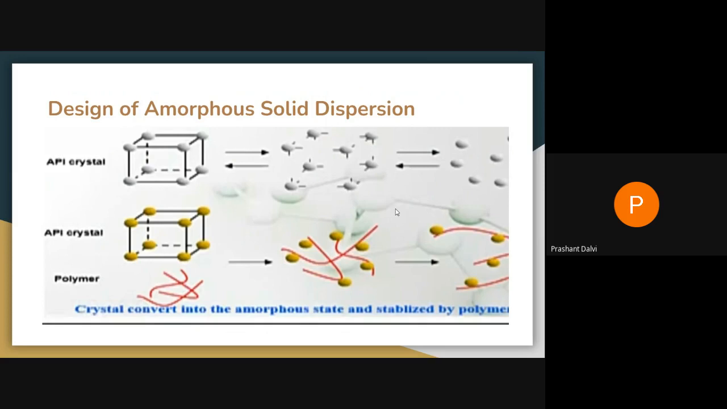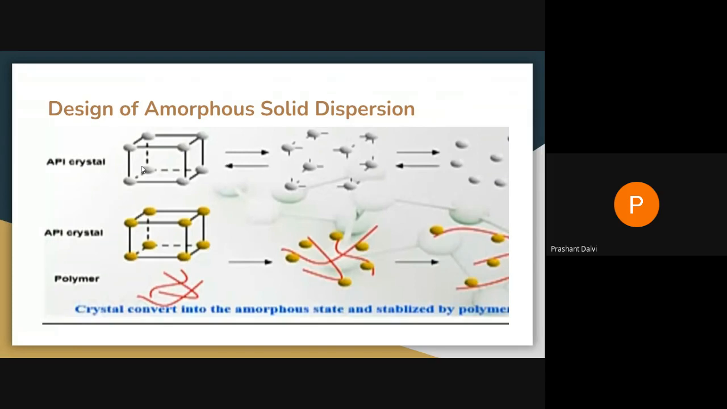Now you can see here the polymer is present, and the API is present in crystalline form. These orderly arrangements of atoms in the molecules have less free energy, so it is somewhat difficult to break the bonds between the atoms, and it only somewhat increases the solubility.